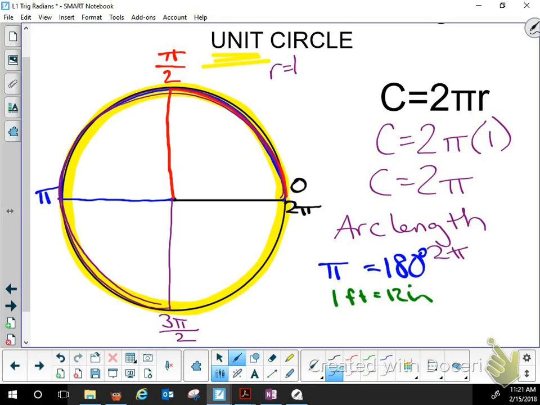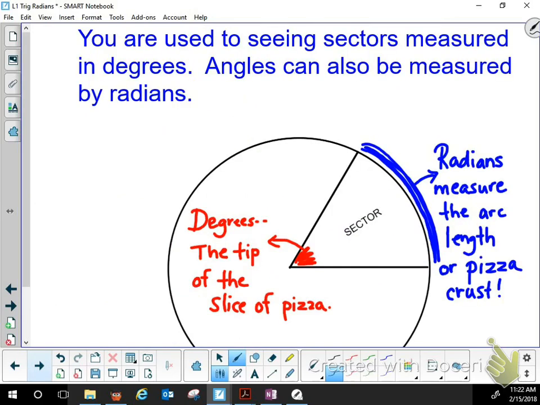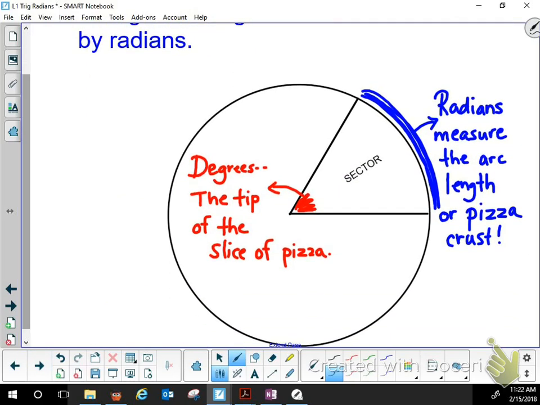We will be using and exploring more about the unit circle in the upcoming lessons. Today we're going to focus on this idea here in just a minute of pi equaling 180 and using that as a conversion factor. So once again, this is just another way to look at that relationship between degrees and radians.